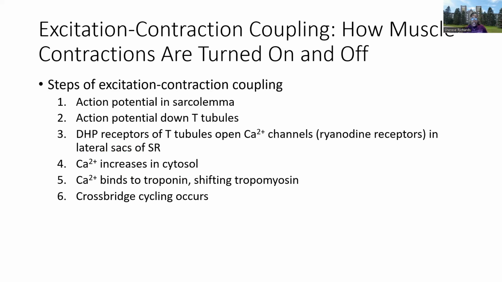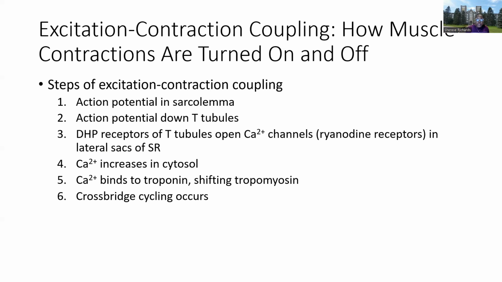Again, how we start with the action potential at the sarcolemma. The action potential propagates through the T-tubules. So we talked about these invaginations, these tunnels that are found throughout the muscle, and their role is allowing the propagation of the action potential deep throughout the muscle very quickly.